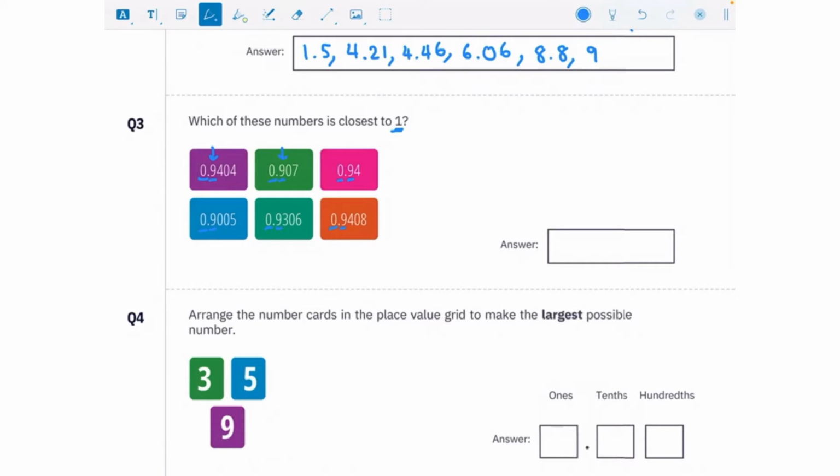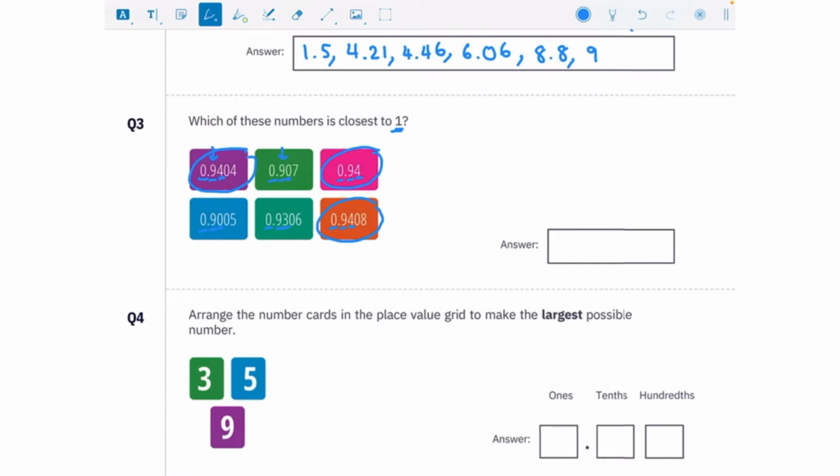Let's move over to the hundredths column. That's the next most important column. So we've got a 4, a 0, a 4, a 0, a 3 and a 4. Which of those is the highest? Well, it's the ones with a 4, and there are 3 of them. We've got this one in orange, this one in pink, and this one is purple.